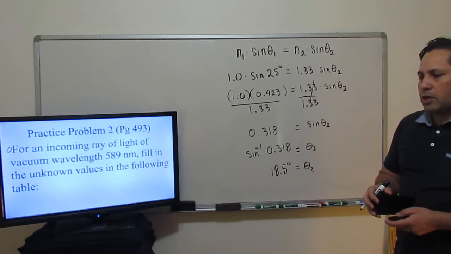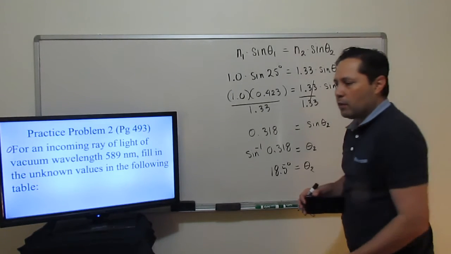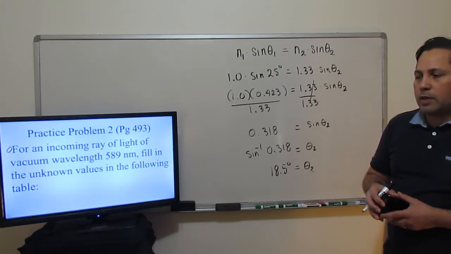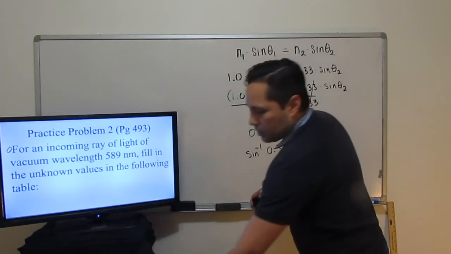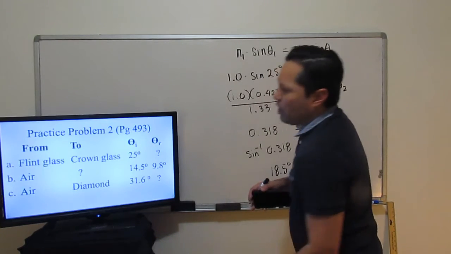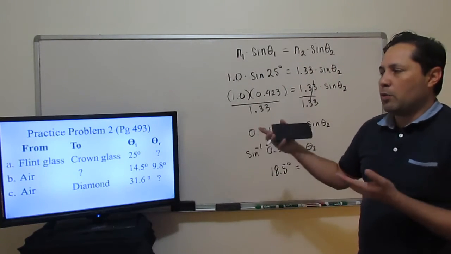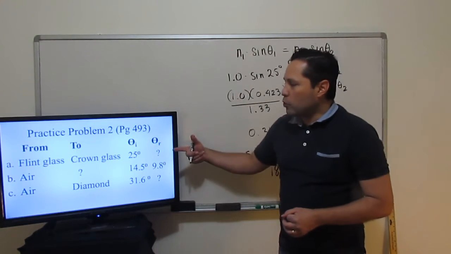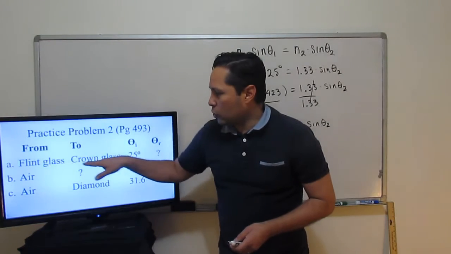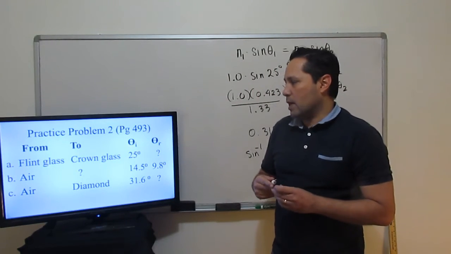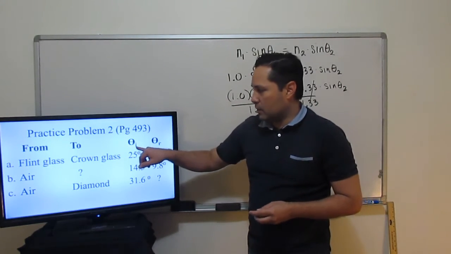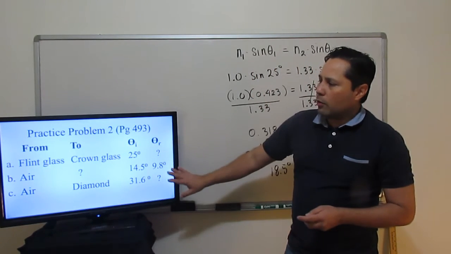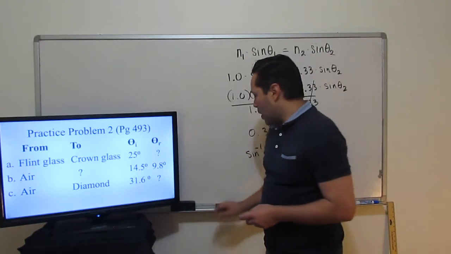In our next problem, they ask for an incoming ray of light in a vacuum of wavelength 589 nanometers. Fill in the unknown values for the following table. There's our table, and they want us to do three separate problems, A, B, and C. But this time they're moving around what exactly they want. In the first one, they give us the two materials, flint glass to crown glass, and the angle of incidence, the I is for incident, is 25 degrees, and the angle of refraction is not given. We'll take a look at B and C in a bit. Let's take care of A.